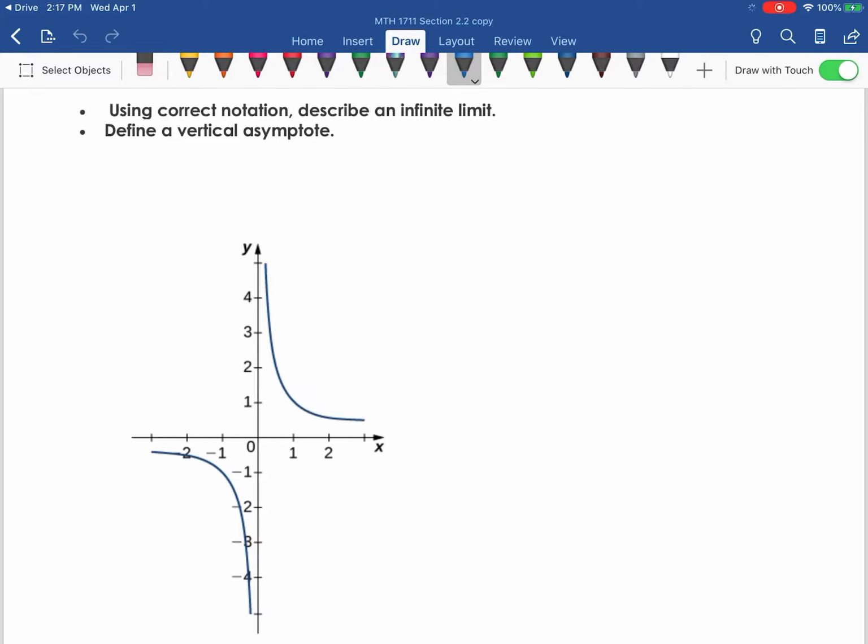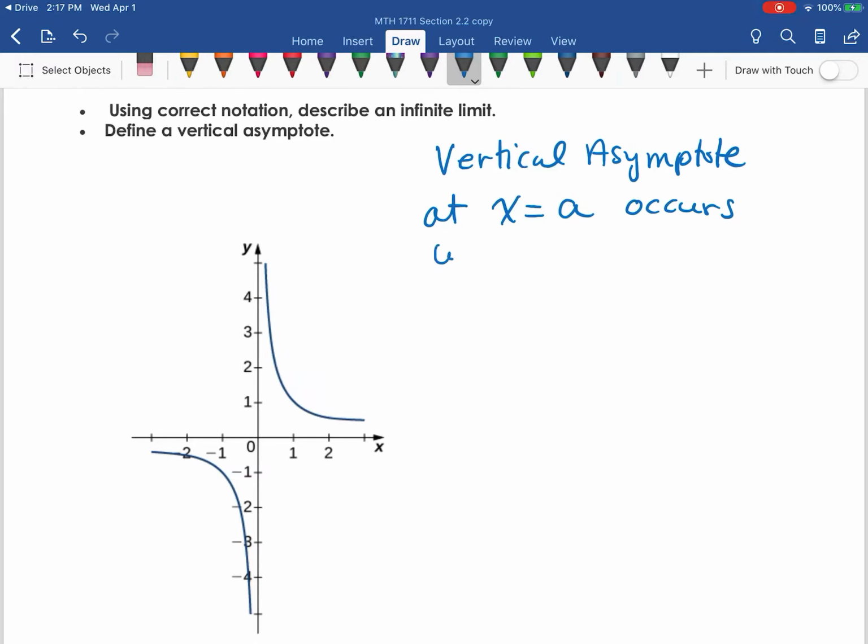Okay, now we're going to talk about limits that approach infinity or negative infinity and how they're related to vertical asymptotes. So a vertical asymptote at x equals some value, we'll call it a, occurs when one of two situations happens.